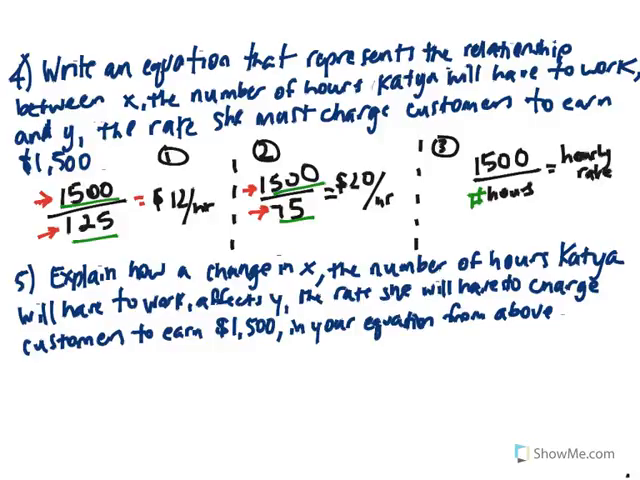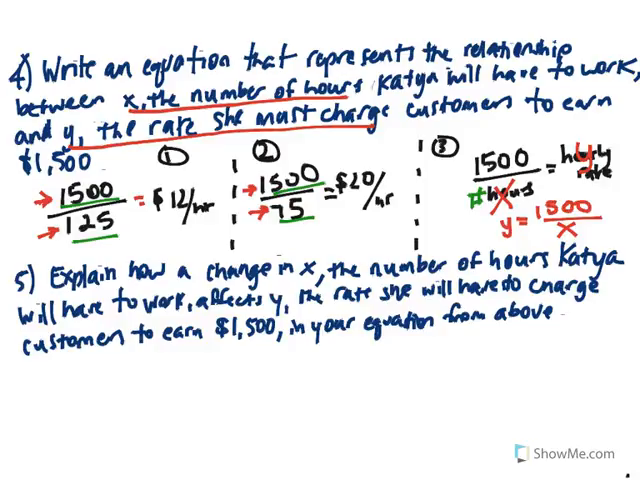So if we go back up to the question and look at the words that the question uses, let's see. X is the number of hours Katya will have to work, and Y is the rate she must charge. So we have all these things written down over here. The number of hours, as told by the question, has to be X, and the hourly rate, as told by the question, has to be Y. So our relationship is going to be Y equals 1,500 over X. And that is going to be the equation that represents the relationship between X and Y.